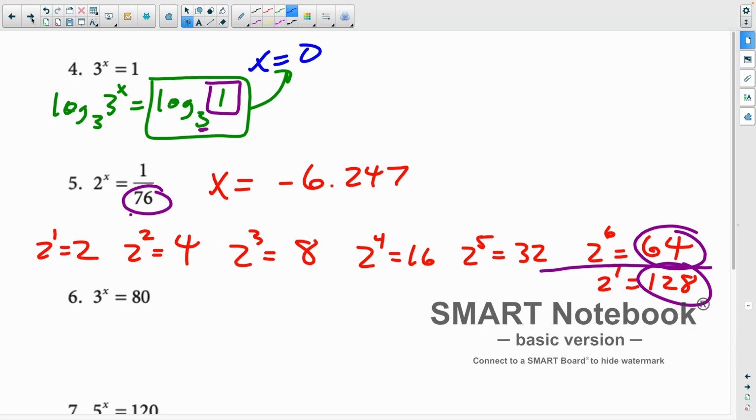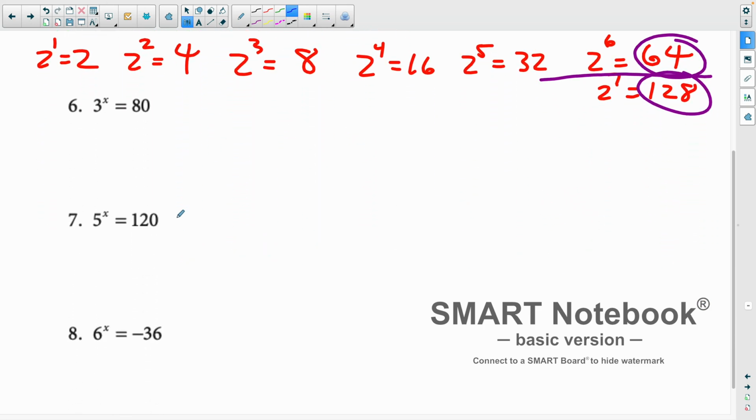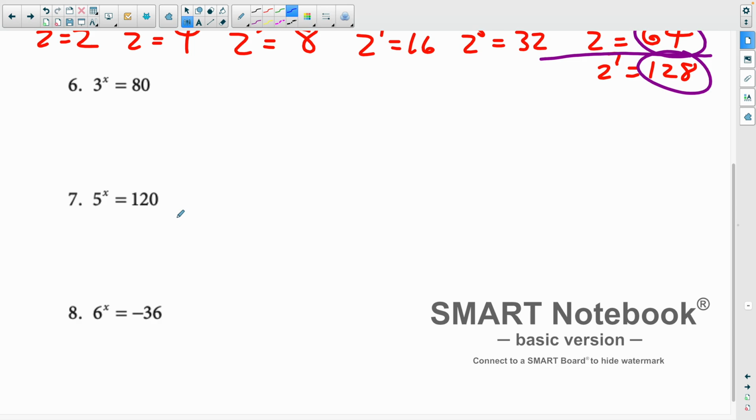All right, so let's talk about these real quick. You had a little bit of time to work. So 6, 7, and 8. What did you get on number 6? x equals what? I got 3.988. Okay, what around that? 3.99. Which is really close to what? 4. Really close to 4.